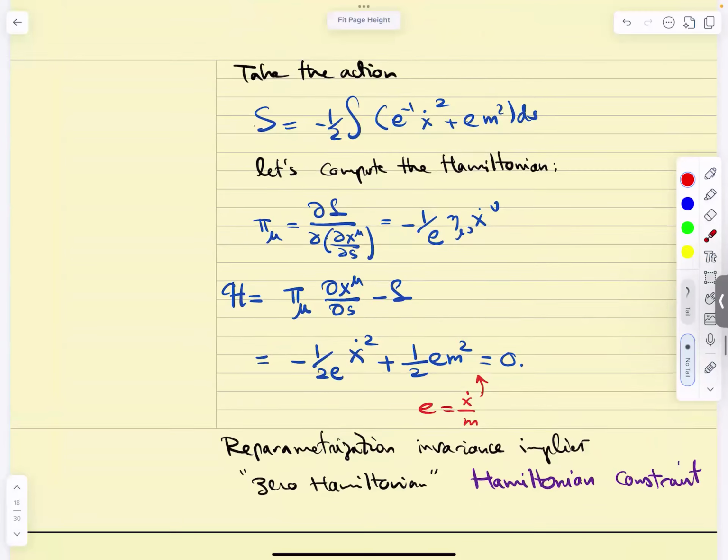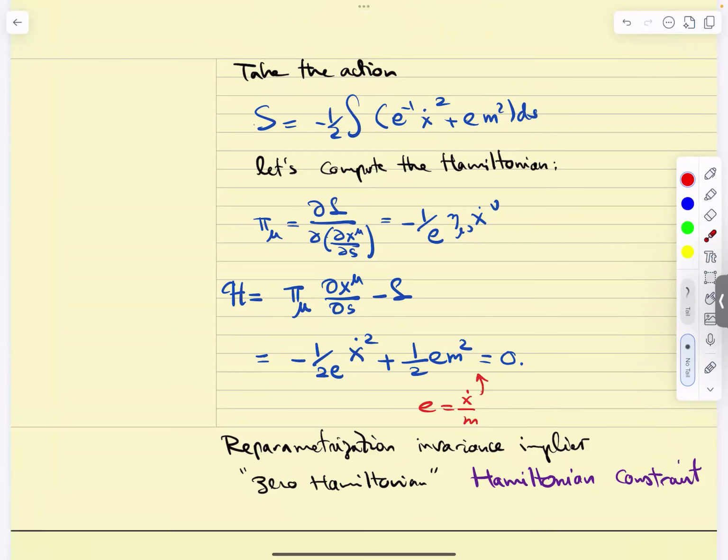All right, here's the action. Let's compute the Hamiltonian for the x^μ. Let's calculate the canonical, the conjugate momentum. What is that? The derivative of the Lagrangian density with respect to ∂x^μ/∂s. This is what the Hamiltonian is. You have d of them, the space-time number of these. Let's calculate the Hamiltonian density. It's π_μ ∂x^μ/∂s minus the Lagrangian density. I've done the calculation for you.